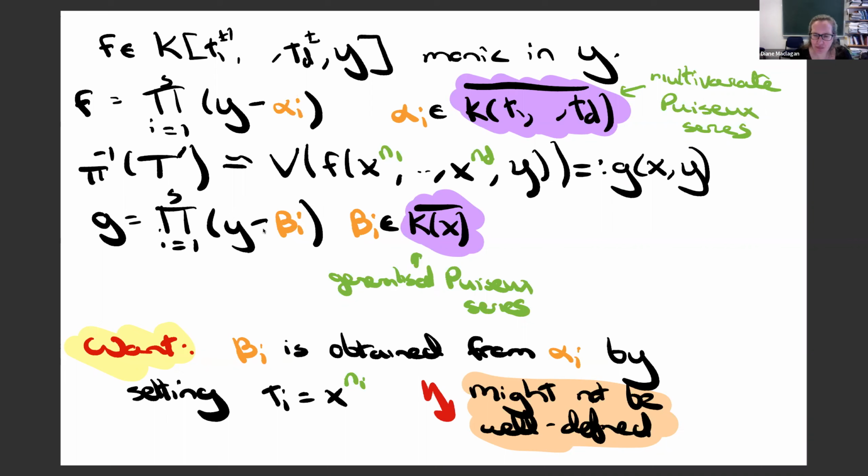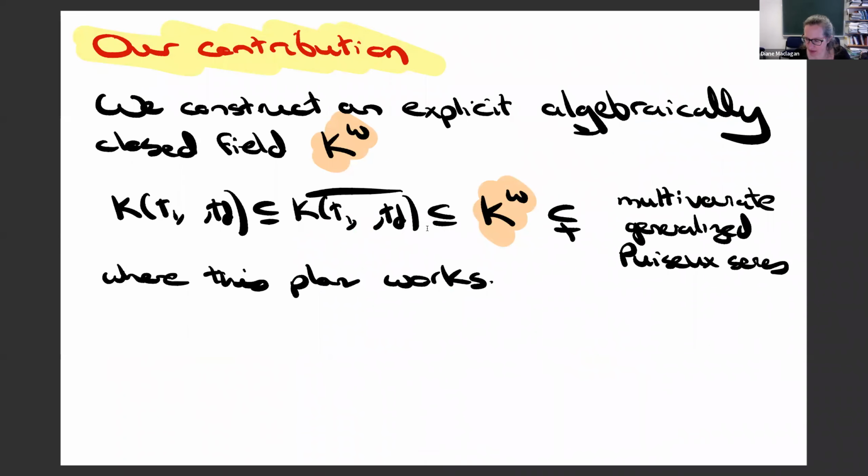And so our contribution, the main result of our paper in some sense, is that we construct an explicit algebraically closed field that's smaller than Saavedra's, smaller than these multivariate generalized Poisson series, but it's still algebraically closed, so it still contains the algebraic closure of the field of rational functions, so that this does work.